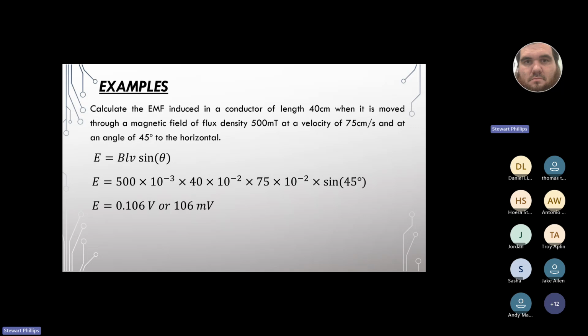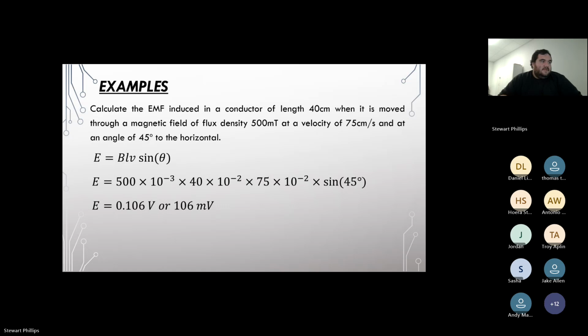When we say 10 to the minus 3, that is multiplying or dividing it by 1,000. So when we multiply, hold on, give me a second. Let's turn my camera back on.